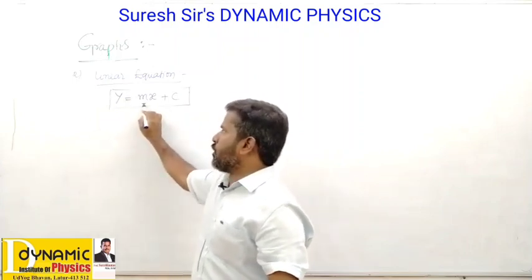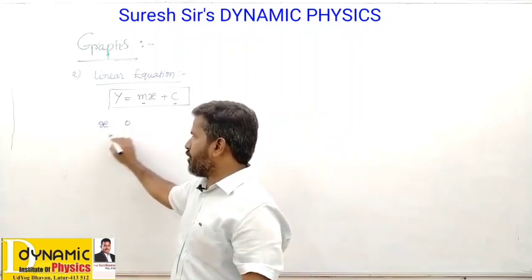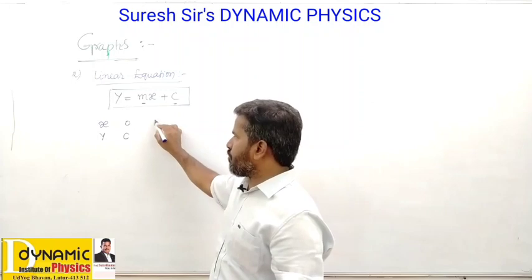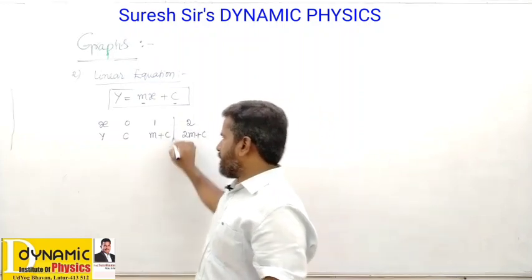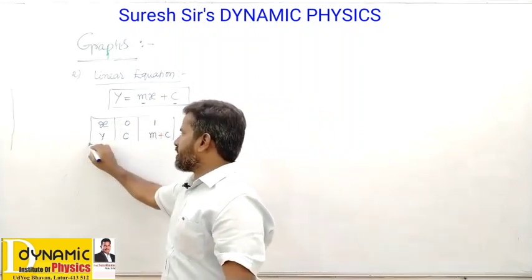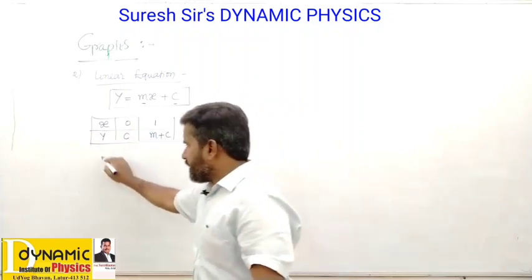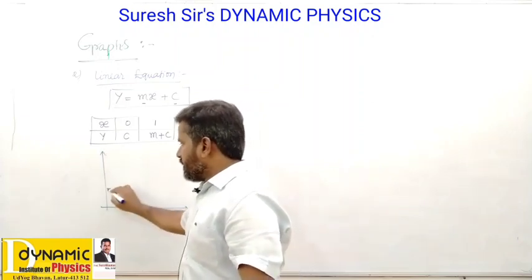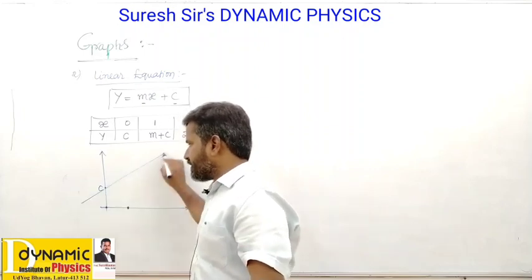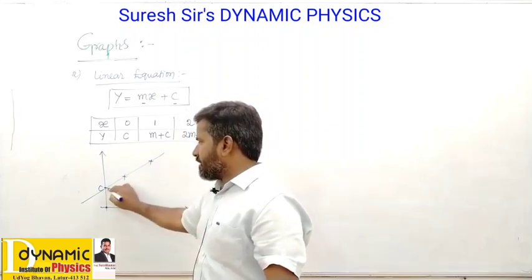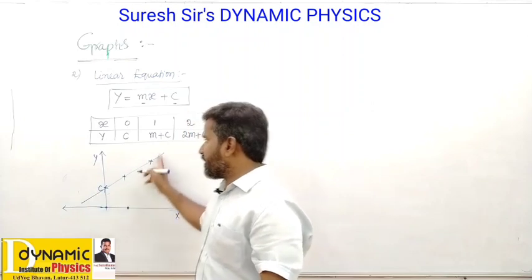Here m indicates the slope and c indicates the y-intercept. In the tabular form, x becomes 0, y becomes c; x becomes 1, y becomes m plus c; x becomes 2, y becomes 2m plus c. So the mathematical equation is y equals mx plus c. This does not pass through the origin: when x is 0, y becomes c. The shape of the graph is a straight line not passing through the origin.